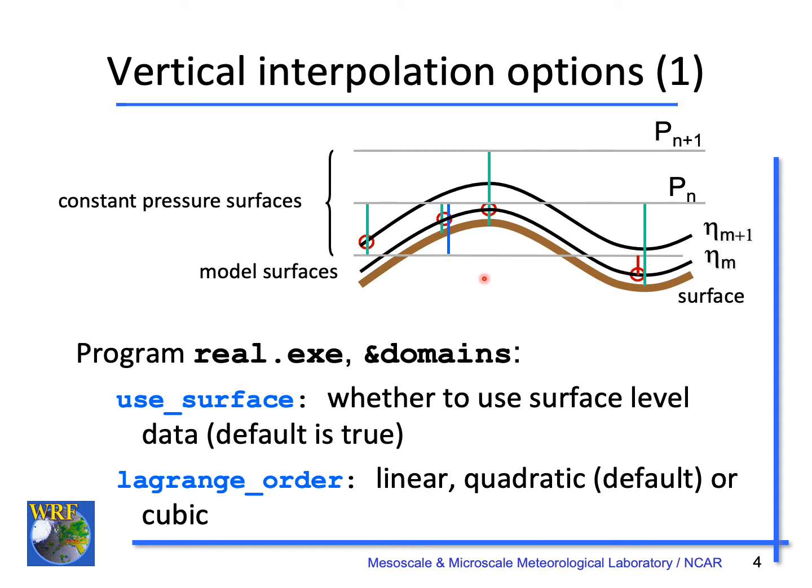Surface level data coming from an external model may have more uncertainty than the atmospheric analysis or forecast. If we trust the data, we should use it in the vertical interpolation, and this can be controlled by namelist variable use_surface. If the incoming data doesn't have surface level data, then the variable should be set to false. For the vertical interpolation in the atmosphere, linear, quadratic, which is the default, or cubic interpolation orders are available. If the incoming data has coarser vertical resolution, usually higher order in vertical interpolation is better to use.